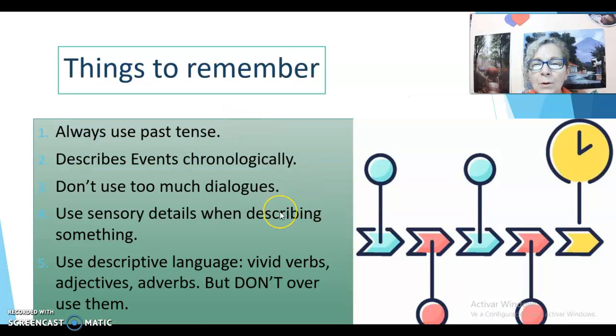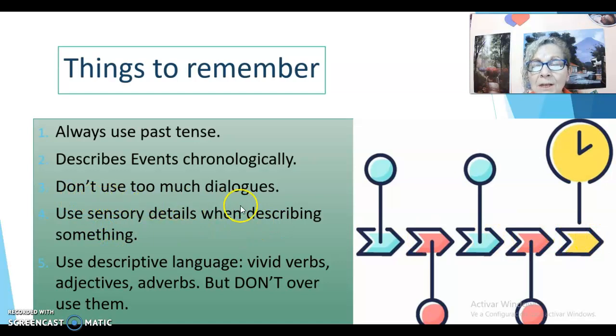Things to remember while you are writing your narrative essay. Always use past tense. Remember, events have already finished. Okay, so it's in the past tense. Describe events in chronological order. What is first, then next, after that, at the end.